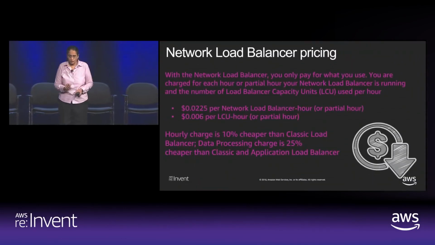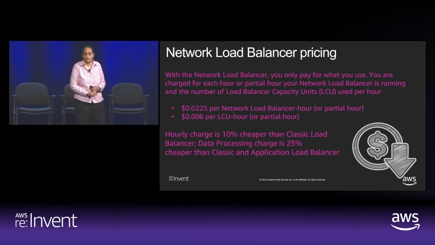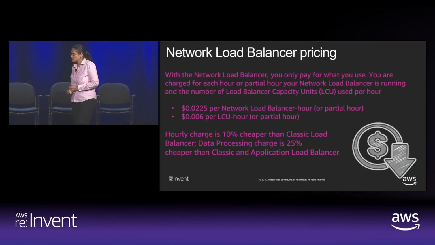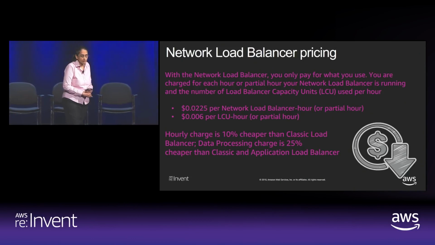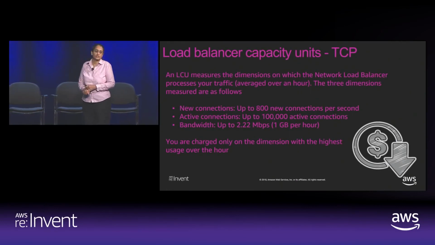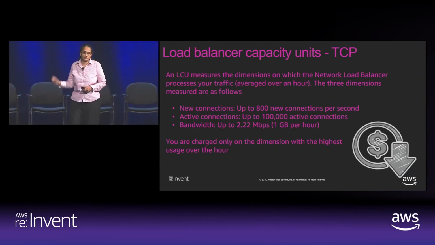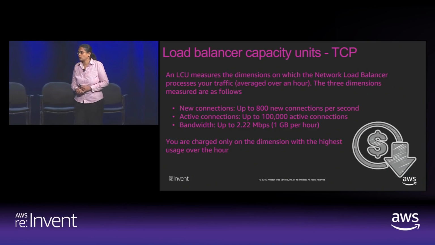Just want to touch on the pricing model. Since the network load balancer is high throughput, with millions of connections per second, we price it a little bit differently. The hourly price is the same. It's 10% cheaper than the classic load balancer, but the same as the application load balancer. But the LCU model is a little bit different. In the LCU here, you're actually getting 800 new connections per second instead of the 25 new connections on the application load balancer. And you get 100,000 active connections instead of the 3,000 active connections on the application load balancer.